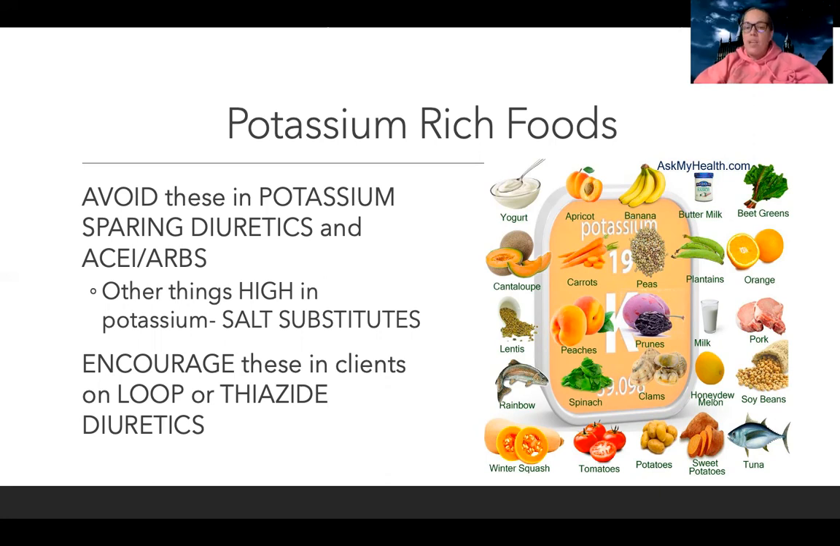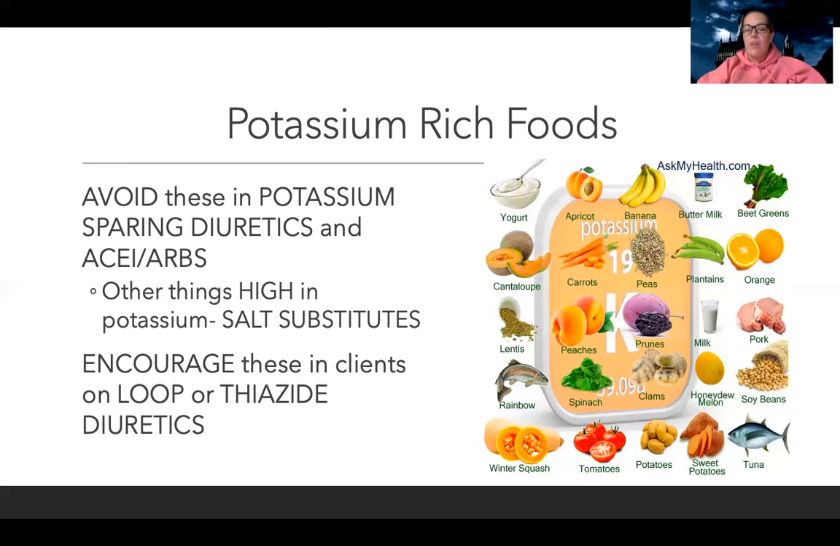And so on the opposite end of the spectrum, we want to encourage these kind of foods in patients that are on loop or thiazide diuretics because they're going to be low in potassium. So for these patients, this is all good stuff. And so we're going to encourage these foods and make sure they're aware that they may need to increase their intake of these foods. And so as a whole, potassium sparing, ACEs and ARBs, avoid these things, watch out for salt substitutes. Loop or thiazide diuretics, it's good stuff. Eat more of them. You're going to need them to replace that potassium.